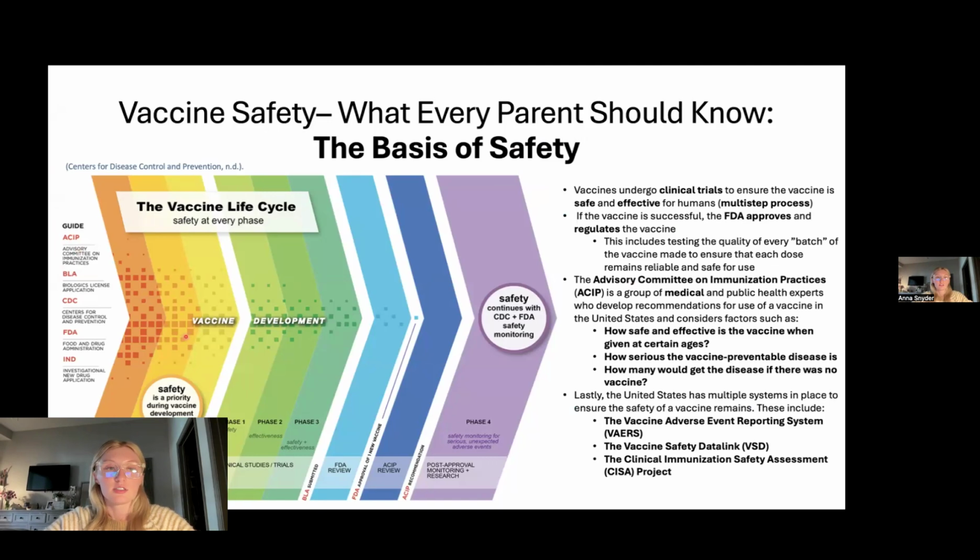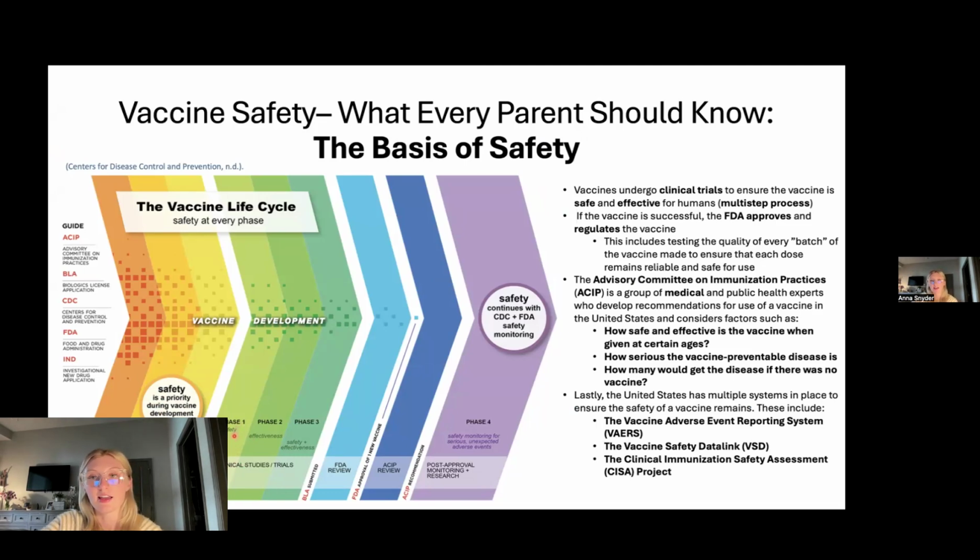So just a general overview, it starts here. They discover a disease. There's lots of research. Preclinical studies are done, typically on animals. And if they can prove that the vaccine is safe in the development and that it can produce an immune response, what they're creating, the bacteria or virus that they're isolating, then it moves on to clinical trials, and those are done on humans. And there's three phases to clinical trials.